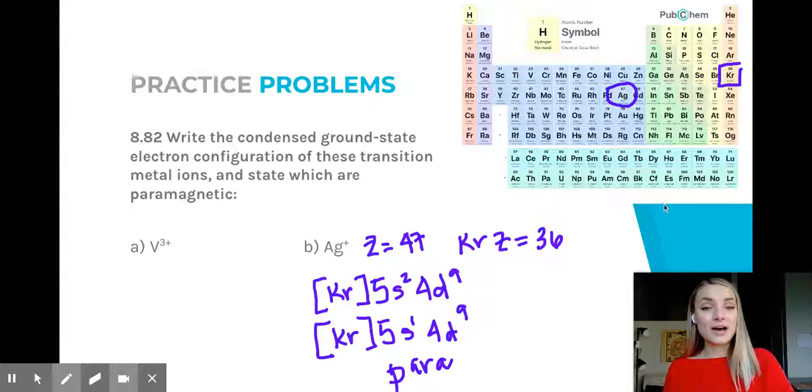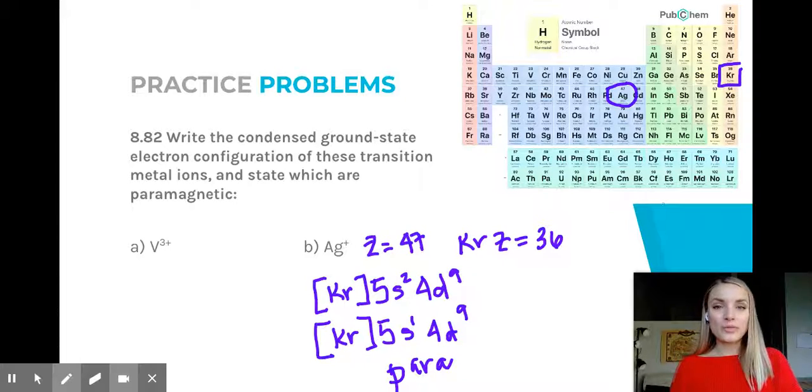Right, and there you have it. You've got some practice problems and you've got some good review of the general trends across the periodic table as pertaining to atomic radius, ionization energy, and electron affinity.